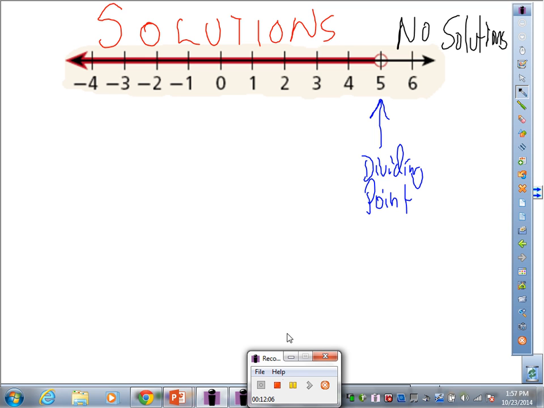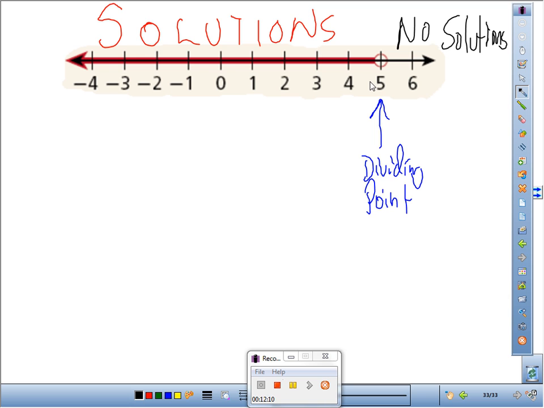So pens down, eyes up here. Now that we have a name for this number, that number is called the dividing point. I'm going to write that one first, and that always goes on the right of my inequality. The other numbers are going to be represented by a variable. Why? Because it's like saying all these numbers are included in the inequality. So which numbers do you see?